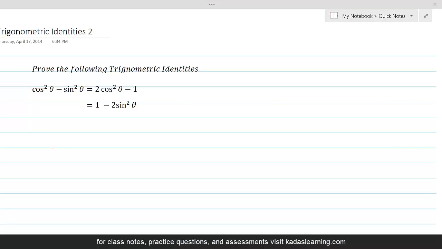Let us prove some more trigonometric identities. Some of these identities are used frequently in solving problems related to trigonometry. The first question given is cos square theta minus sin square theta is equal to 2 cos square theta minus 1. So let's start with the left hand side.